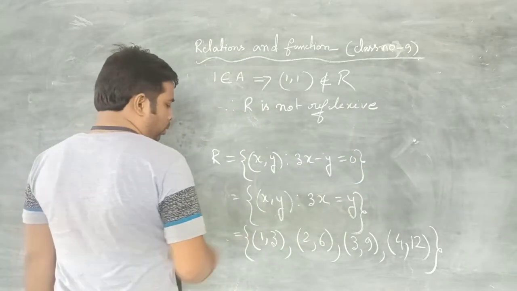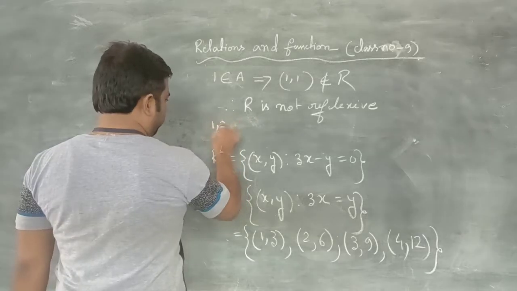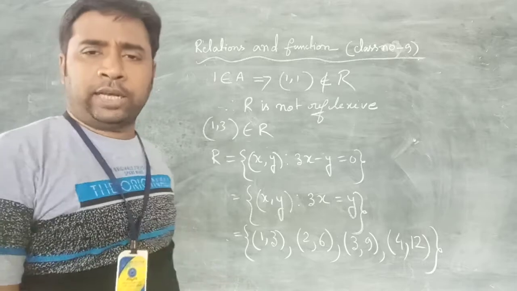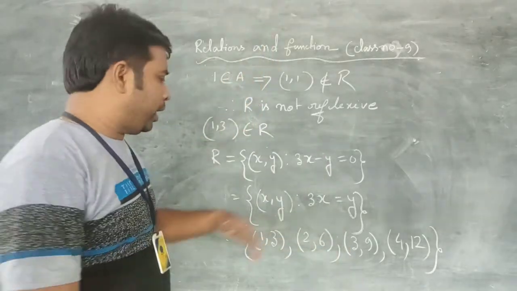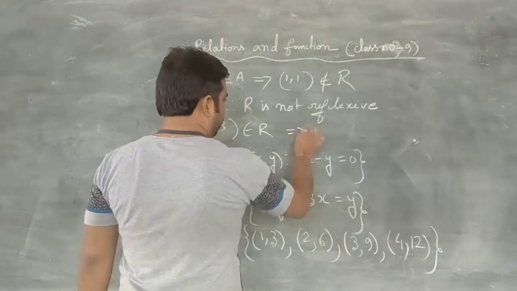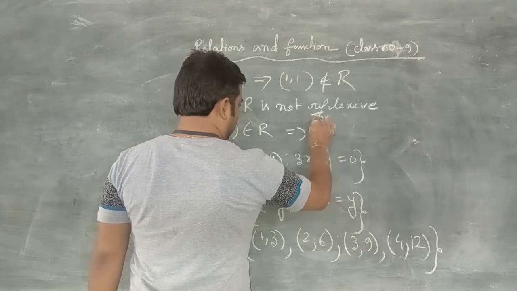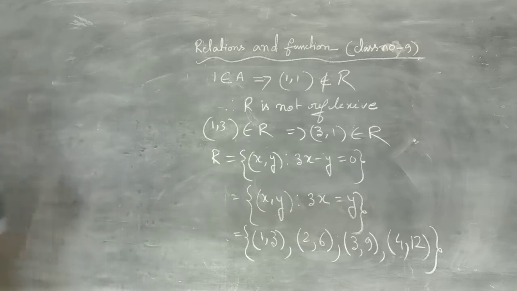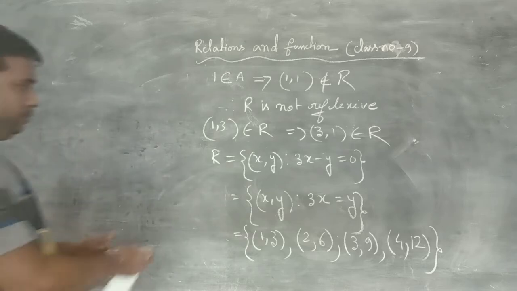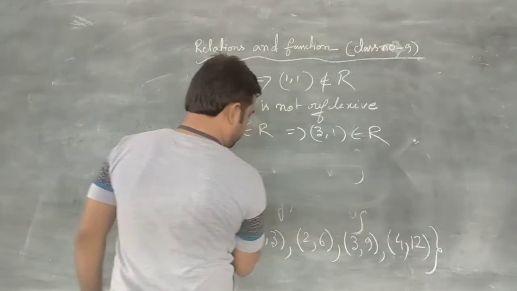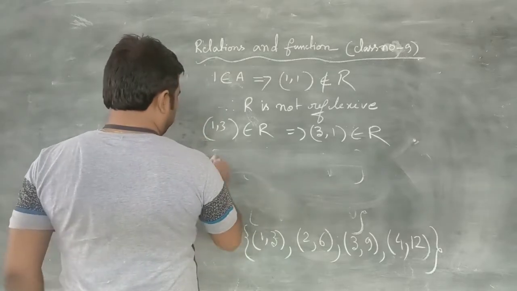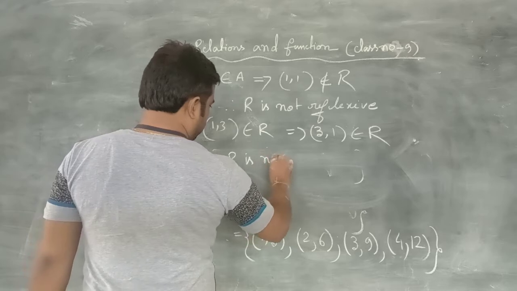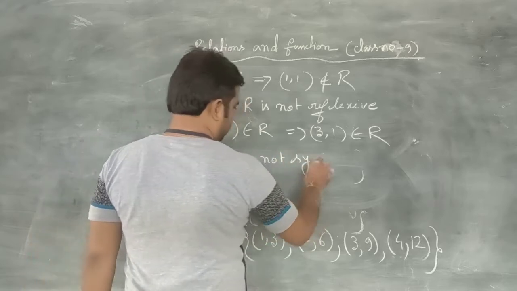Next, if we consider (1, 3) belongs to R, taken from the relation R, then (3, 1) does not belong to R. So R is not symmetric. R is not a symmetric relation.